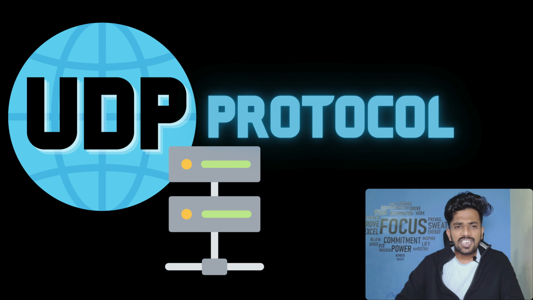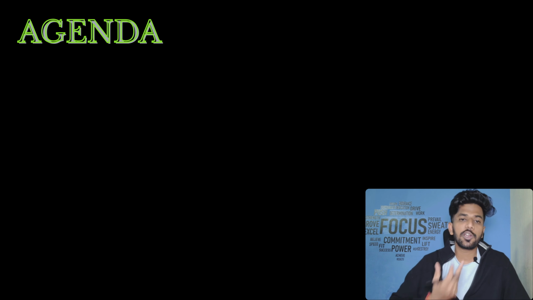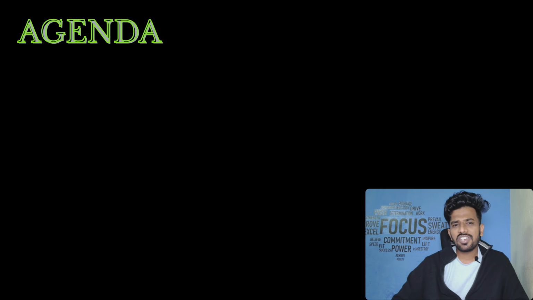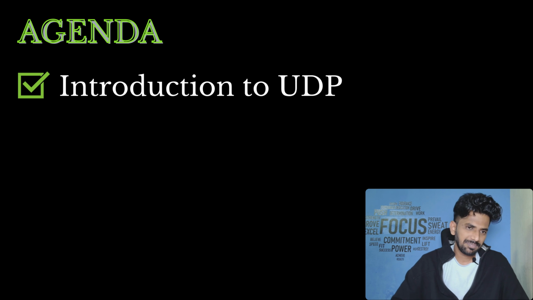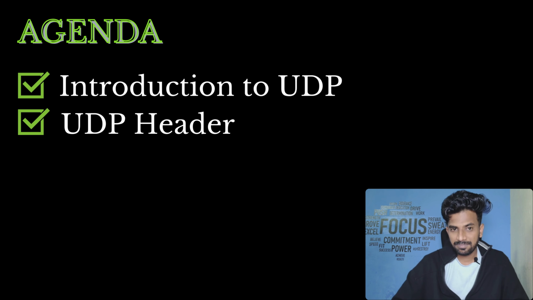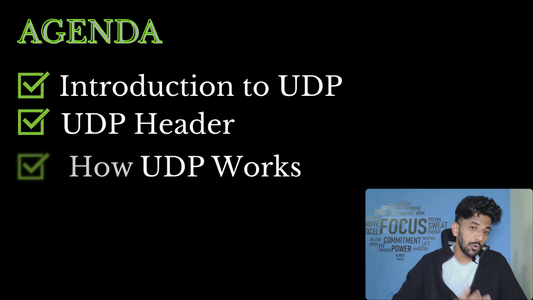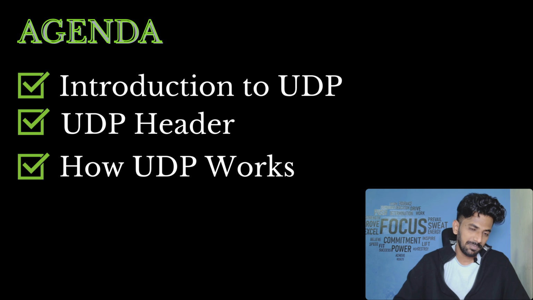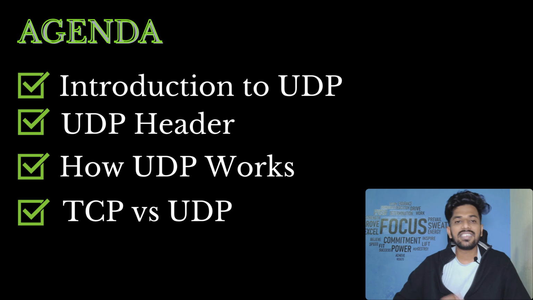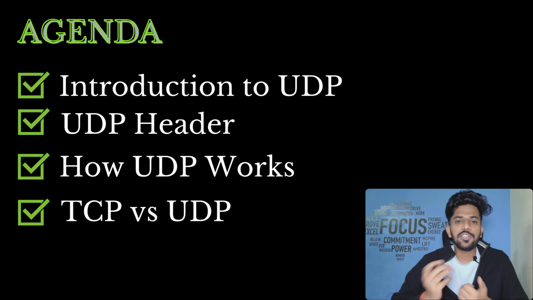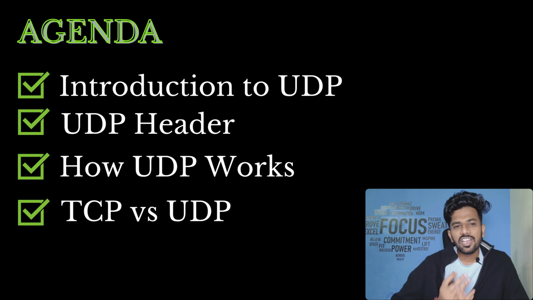Now let's look at today's agenda, what we are going to cover. First, we'll start with the introduction to UDP. Then we'll cover the UDP header. And then we'll understand how UDP works, taking a real-time example. Finally, we'll cover the major differences between TCP and UDP. So that's all about today's agenda. Without wasting any time, let's get started with our first topic, introduction to UDP.